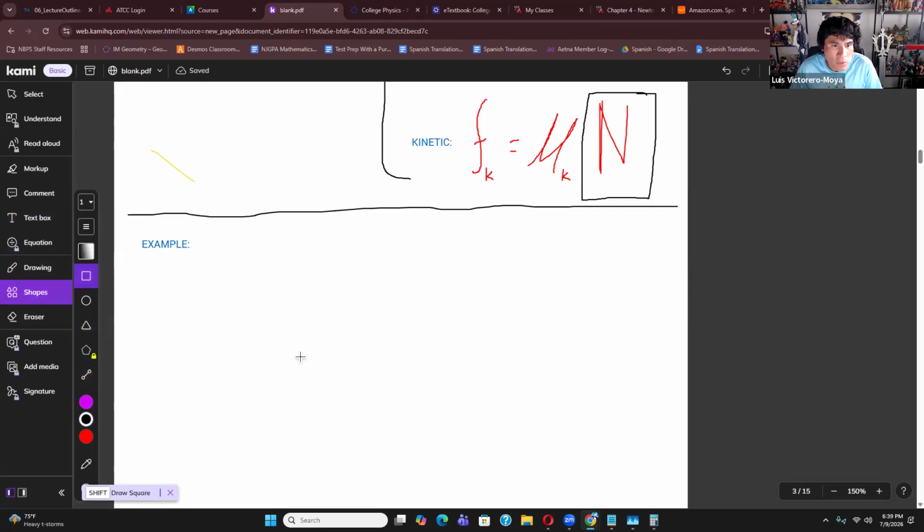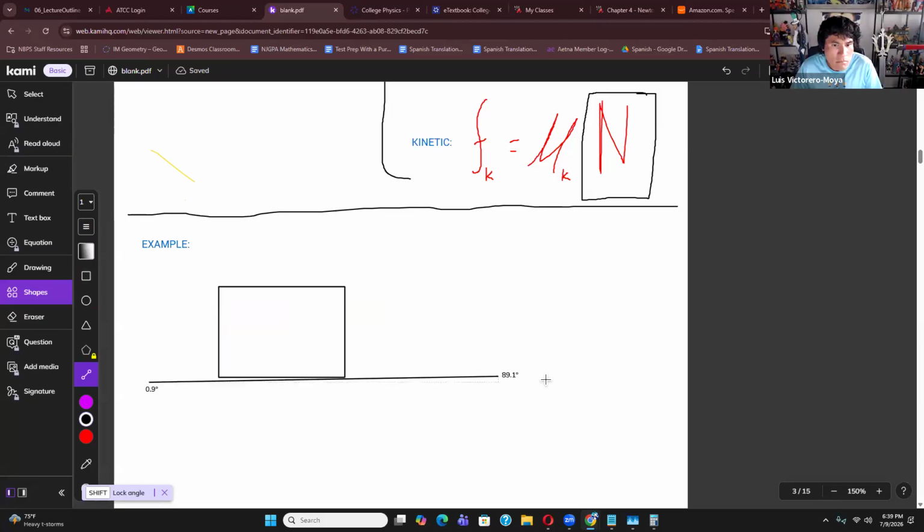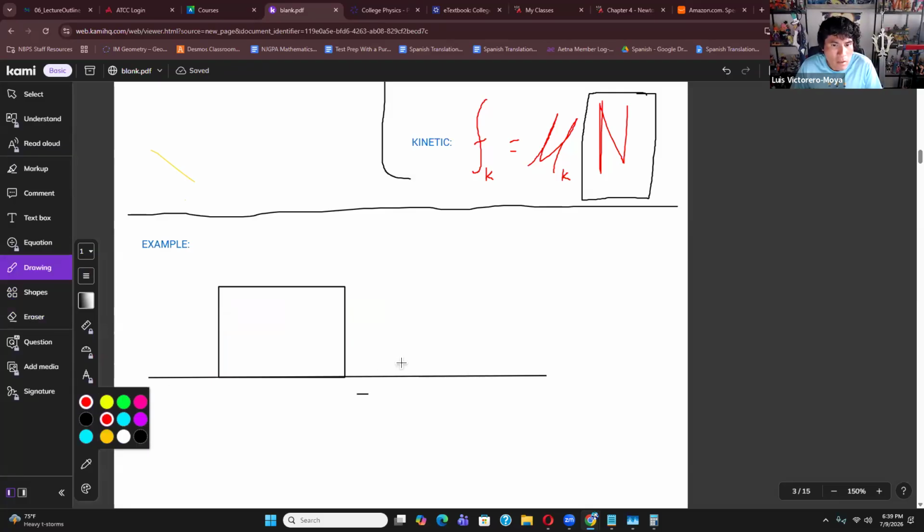Let's give you a mass on a table, like that. We have a mass on a table, and now I give you a coefficient of static friction of 0.75 and a kinetic friction of 0.45.